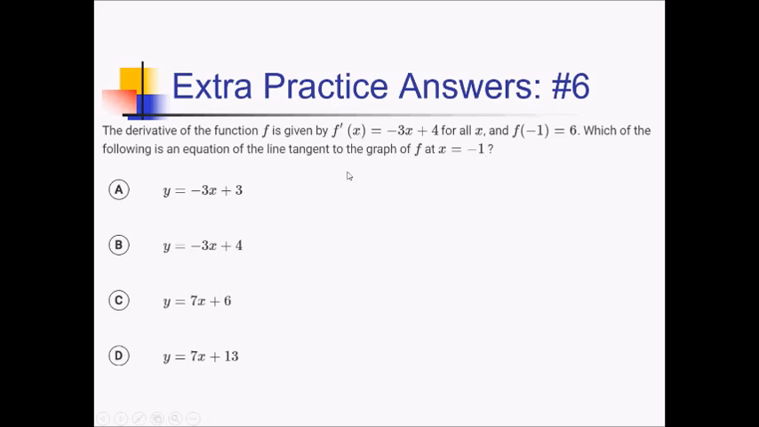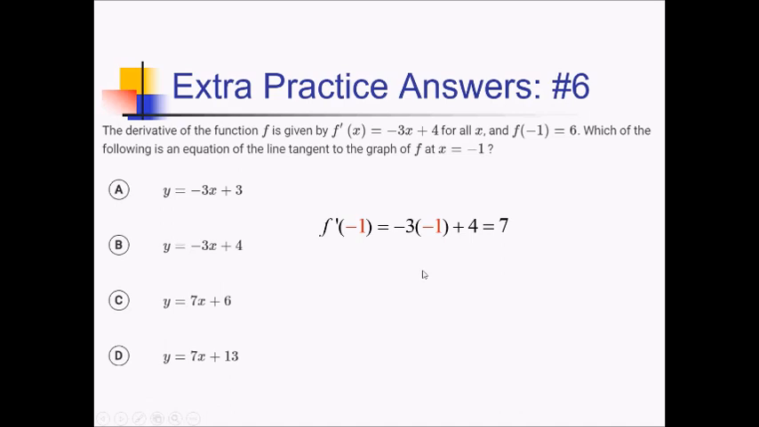So we need to figure out f prime of -1. To do that, we just have to plug -1 into this formula. So that's going to be -3 times -1 plus 4, which gives us a derivative, a tangent line slope, of +7. At this point, we have enough information to write an equation.